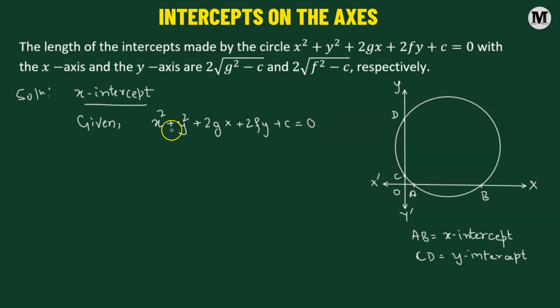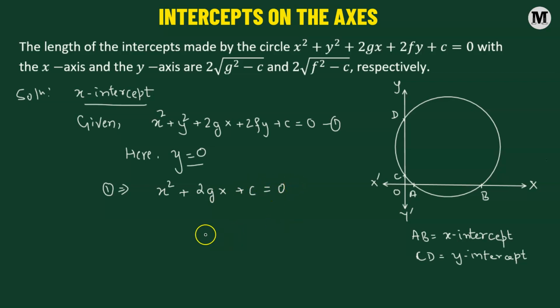Since we are finding the x-intercept, the y value must be equal to 0. That's evident because at point A and point B, we have no y values. Along the x-axis, we get the x-intercept where the y value is always 0. So our equation will now become, this is equation number 1, x squared plus 2gx plus c equals 0.